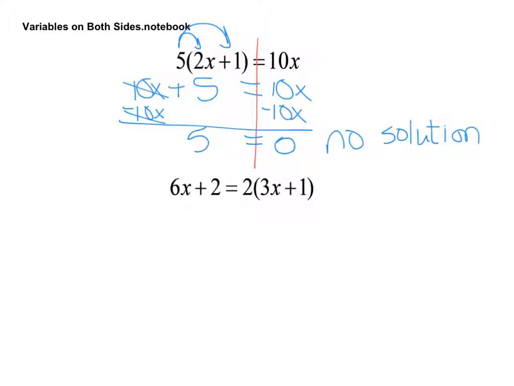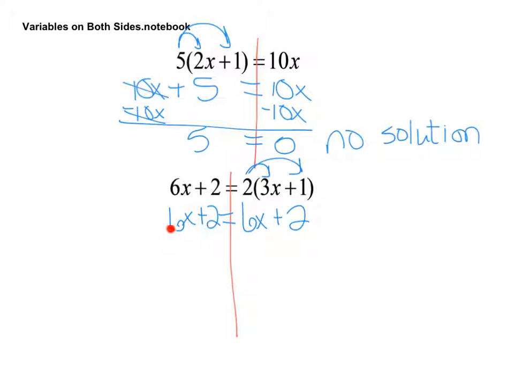Now, let's look at the second special case. Find your equal sign. Look at your left. Any distributive property on the left? Nope. Any distributive property on the right? Yes. 2 times 3x is 6x. 2 times 1 is 2. So I'm going to bring this over here. Something's looking a little strange already, but let's keep going.